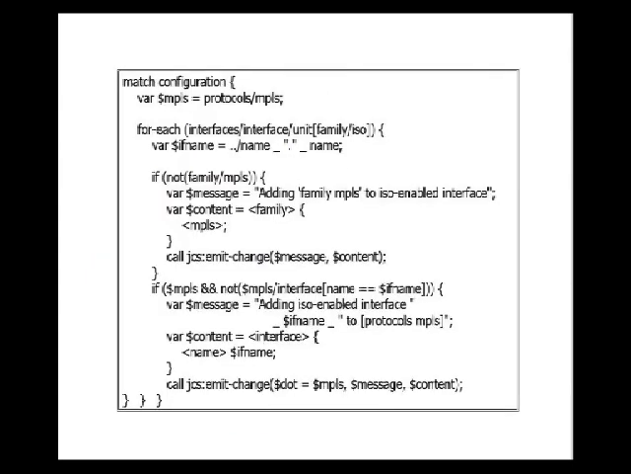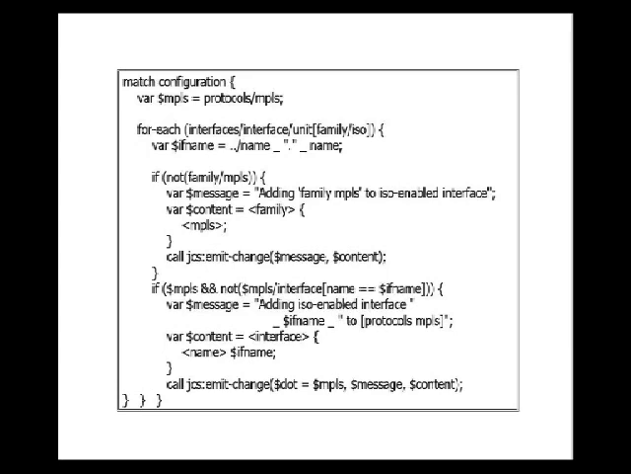So here's the script. We use an alternative syntax for XSLT called SLAX. The script starts by matching on the configuration tag. It pulls into a local variable a reference to the protocols MPLS statement, and then for every unit that matches the XPath from the previous slide, if MPLS is not configured, it sets a variable called content to add the family MPLS statement, and then it calls emit change, which will do the work of actually emitting the XML.